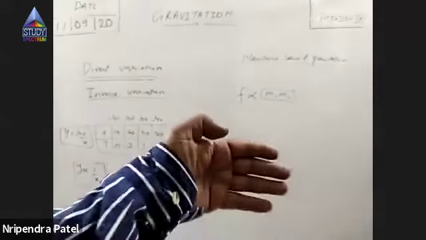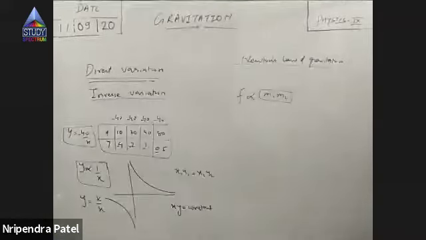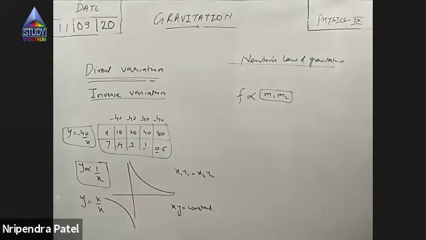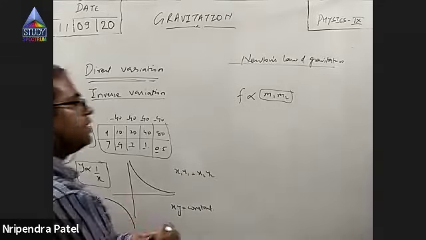See, if one of the masses is doubled and the other is made 4 times, how many times will the force increase? Did you understand the question? Or I'll explain the question first. Sir, could you repeat the question?